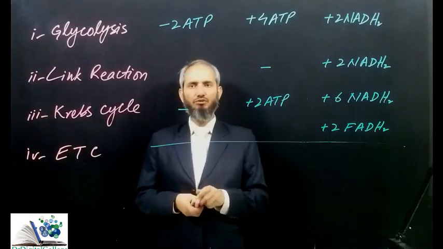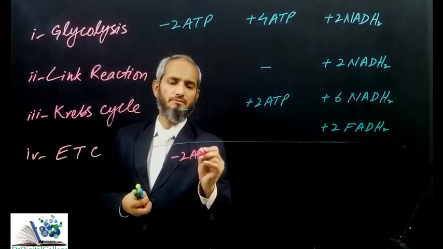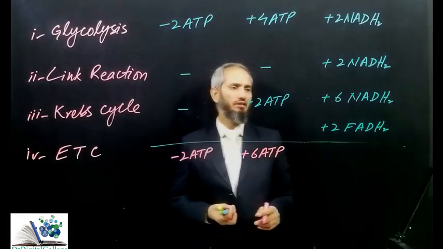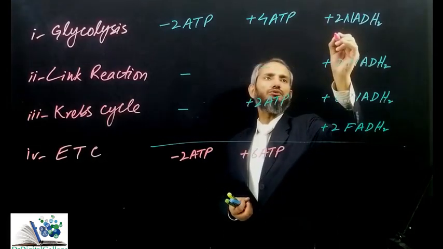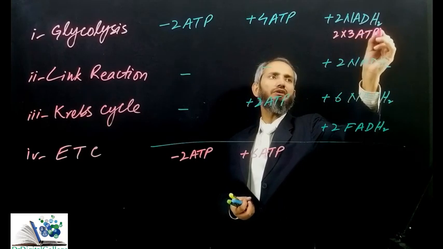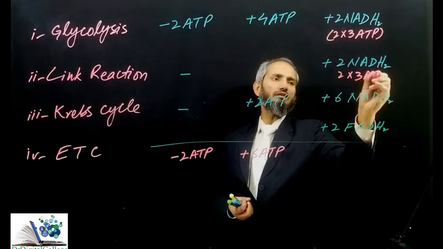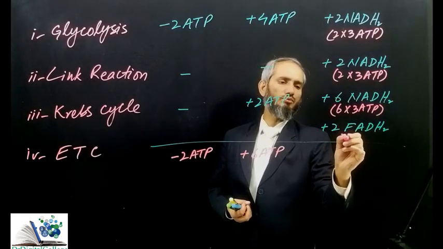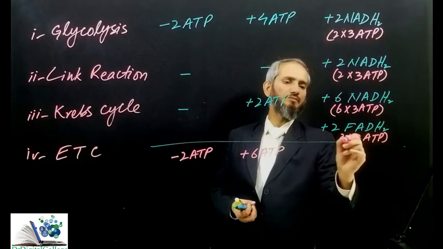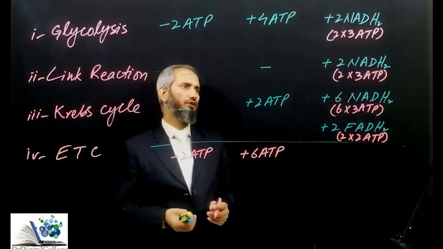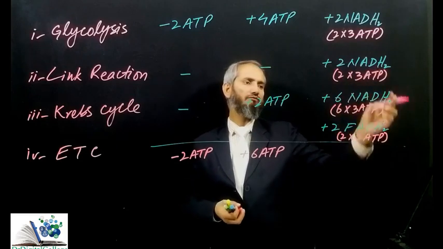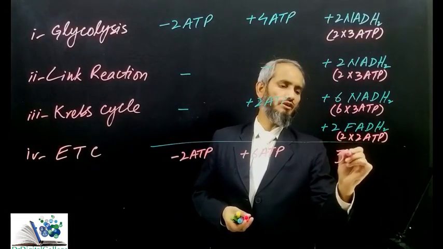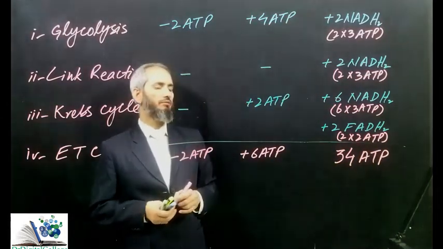We have consumed overall minus 2 ATP. We have produced overall plus 6 ATP. This is substrate level phosphorylation. And for oxidative phosphorylation, we got 2 into 3 ATP here, 2 into 3 ATP here, 6 into 3 ATP here, and 2 into 2 ATP here. So the total ATP produced through oxidative phosphorylation is 6 plus 6, 12, 12 plus 18, that is 30, and plus 4, 34. So we have got 34 moles of ATP by oxidative phosphorylation.